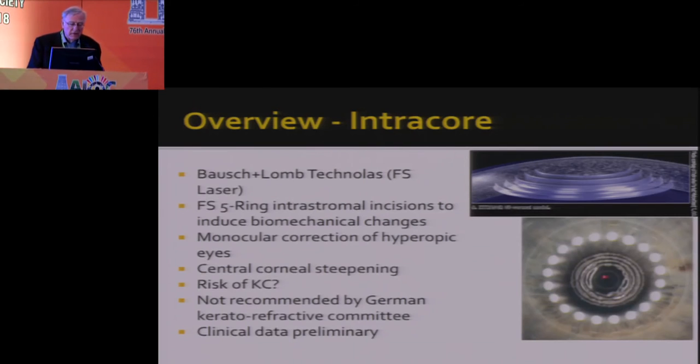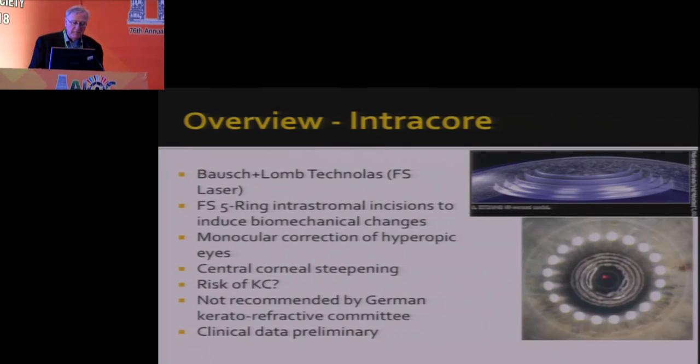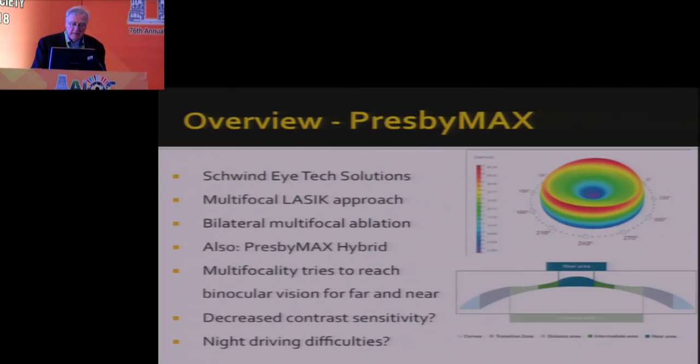Overview of Intracor, the Bausch and Lomb Technolas with the femtosecond laser, mainly done by Luis in Bogota: five intrastromal ring incisions to introduce biomechanical changes, monocular correction of hyperopic eyes, central corneal steepening, a risk of keratoconus, not recommended in my country, clinical data preliminary.